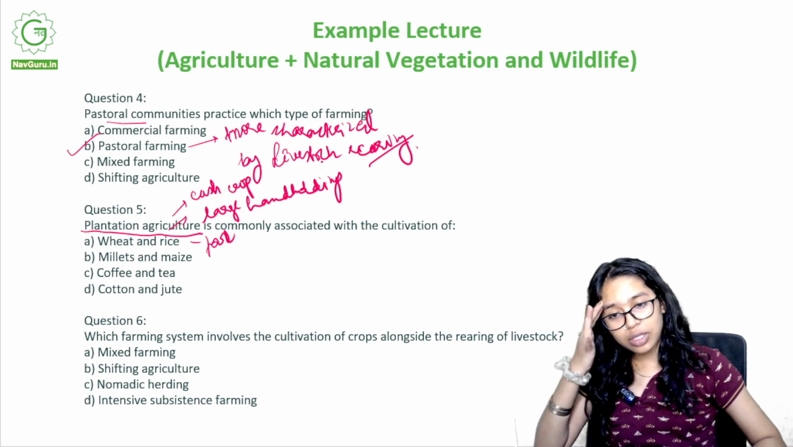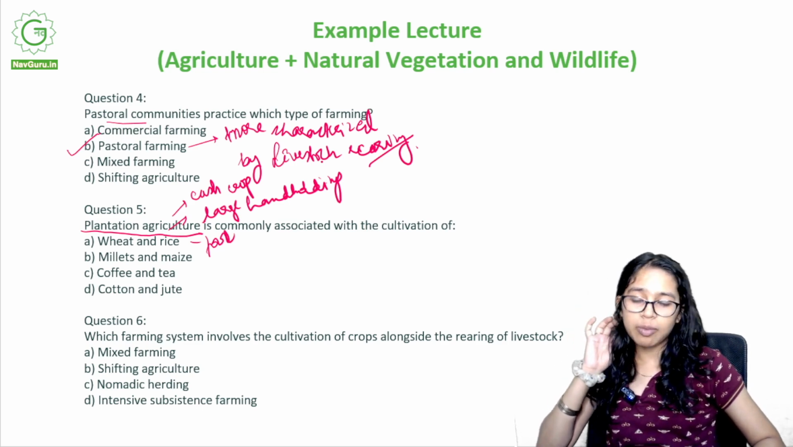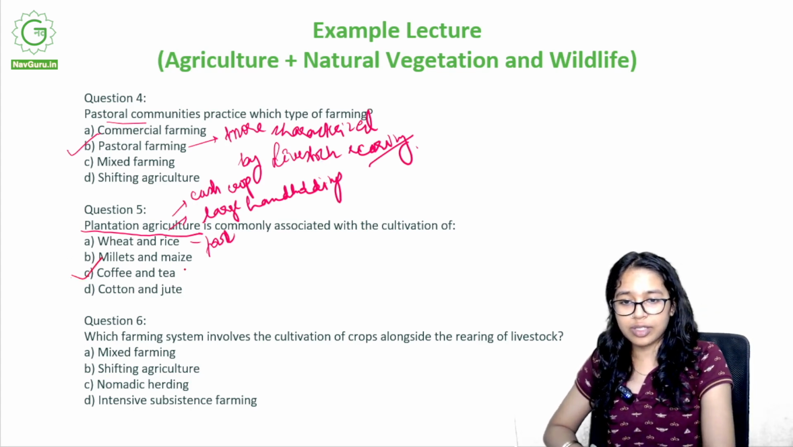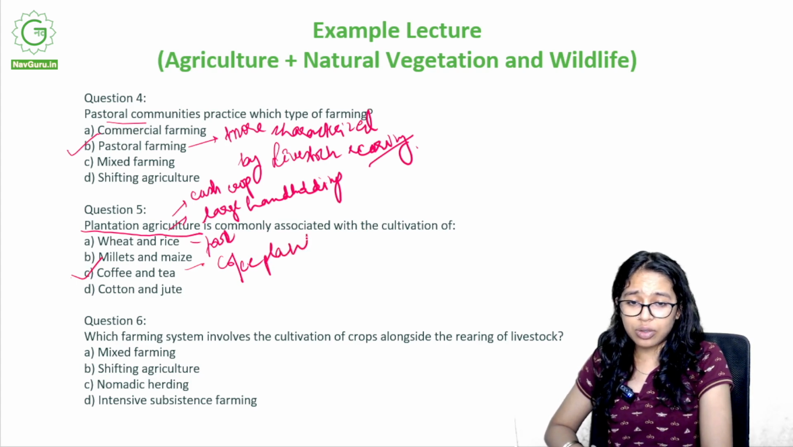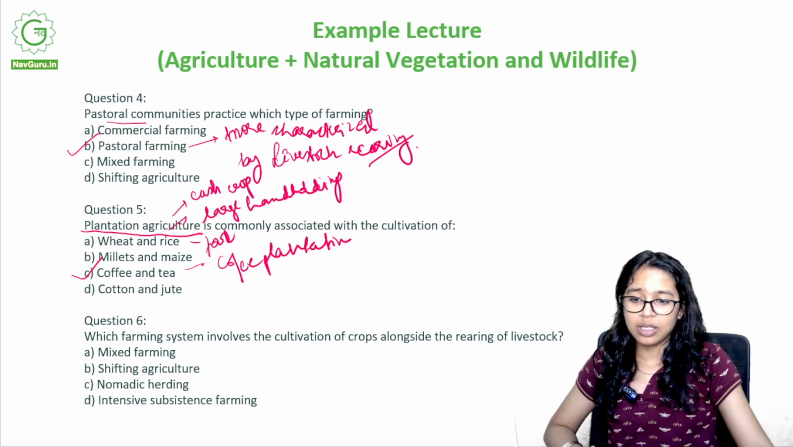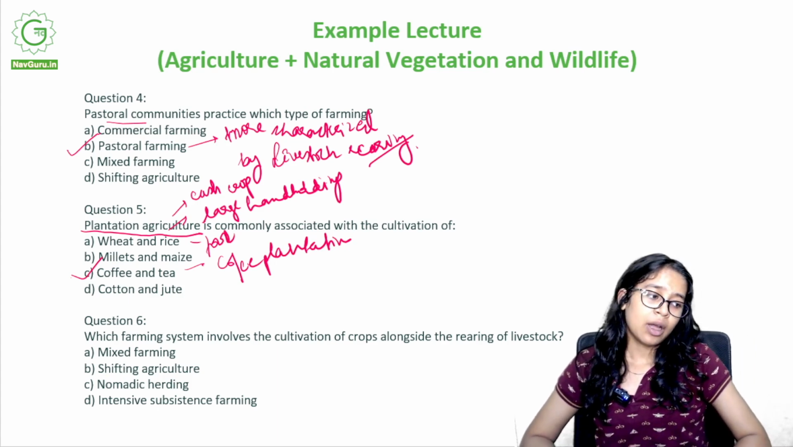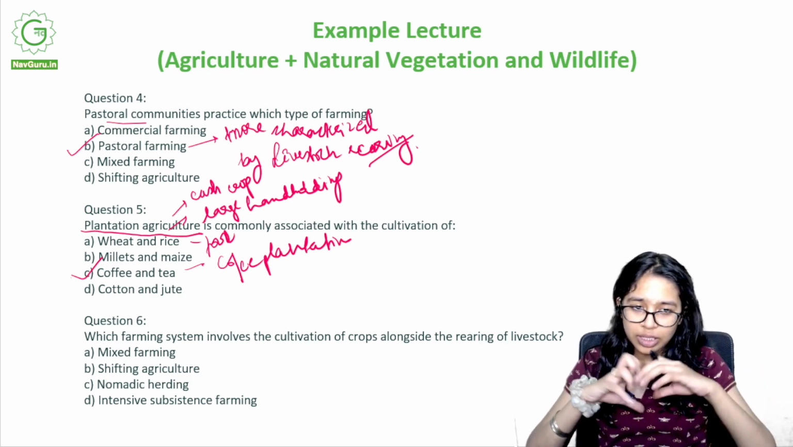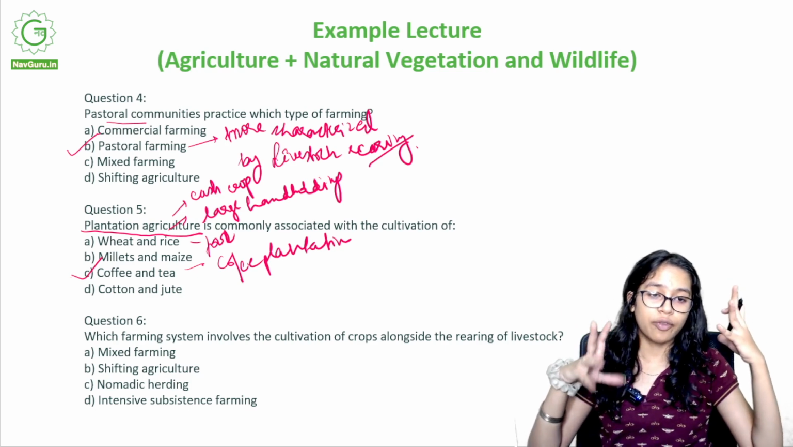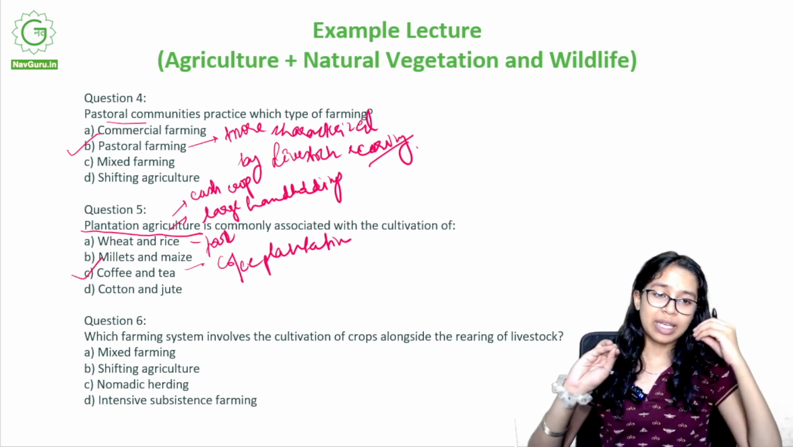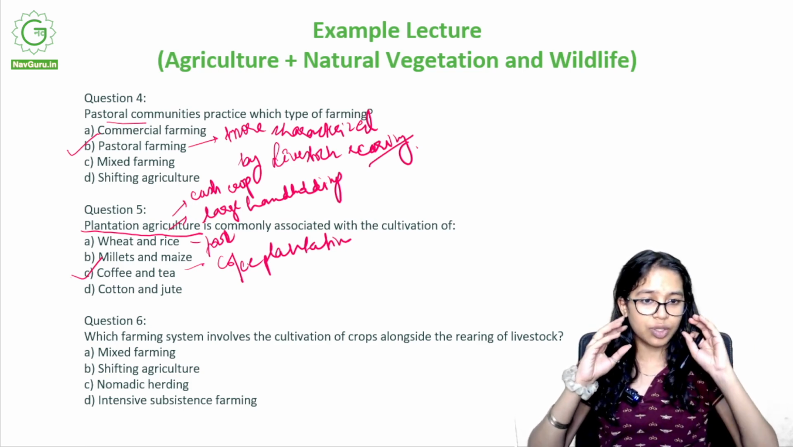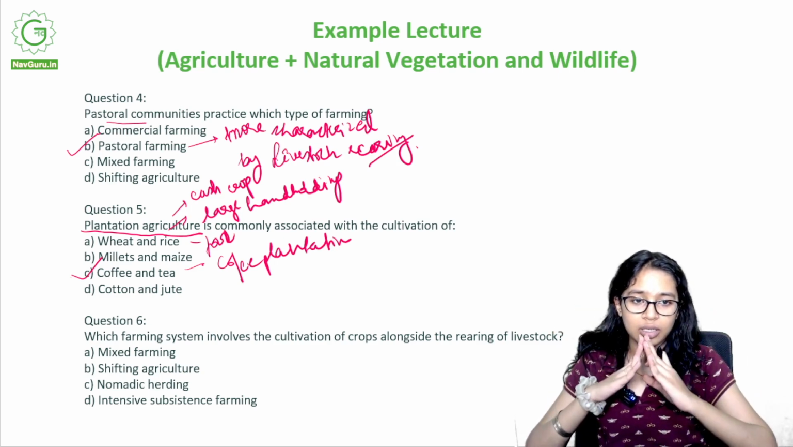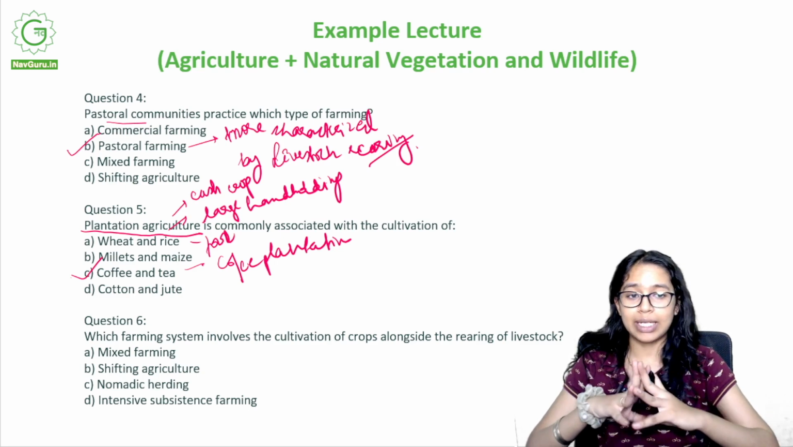Even though maize is a commercial crop rather than a food crop, it still does not come under plantation agriculture. So over here, the right option is C, coffee and tea. You must have heard of coffee plantations. There are also various ads that you must have seen, of Nescafe, where they show you a visual representation of a tea plantation or a coffee plantation, and how people are actually picking the fruit or the beans and later utilizing it to make coffee. So coffee and tea are the two crops associated with plantation agriculture.